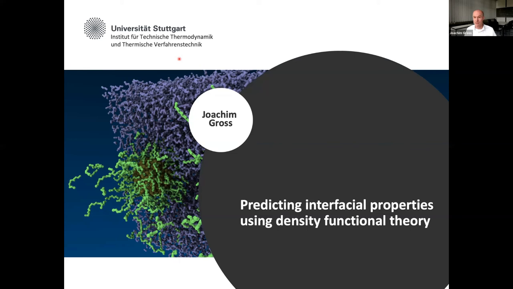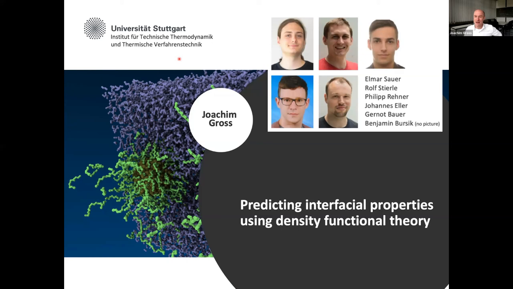And when I say my group, I mean talented scientists shown here. The work I'm presenting is really their work. It's a work of Elmar Sauer, who has graduated with a PhD, Rolf Stierle, Philipp Rehner, Johannes Eller, who are PhD students, and Gernot Bauer, who's a postdoc in my group. I have no picture of Benjamin Bursig, who just finished his master thesis, and really it's their work I'm presenting.